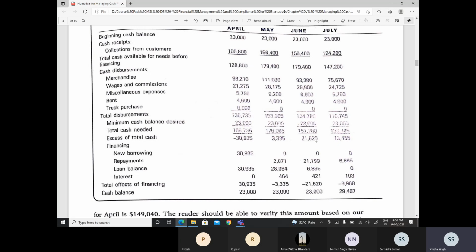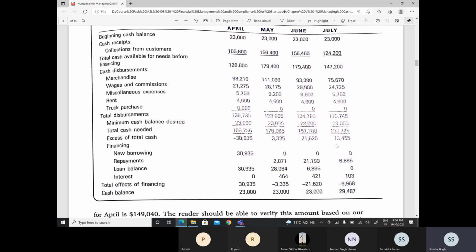So we have a surplus of 21,620. From this, a percentage is given as interest. Okay. Please remember that interest is always paid on the remaining loan balance. Okay. And of course, the balance goes towards the payment of the principal amount of the loan. So the loan balance that now remains is 6,865, and the total effect of financing is that we've again spent 21,620 to actually repay our loan, and our cash balance remains at 23,000.